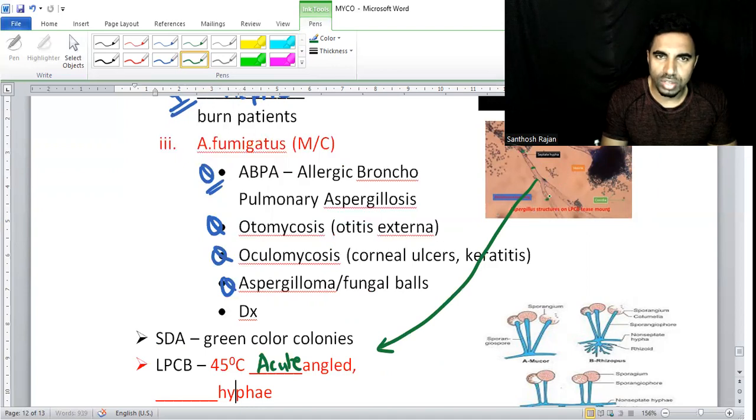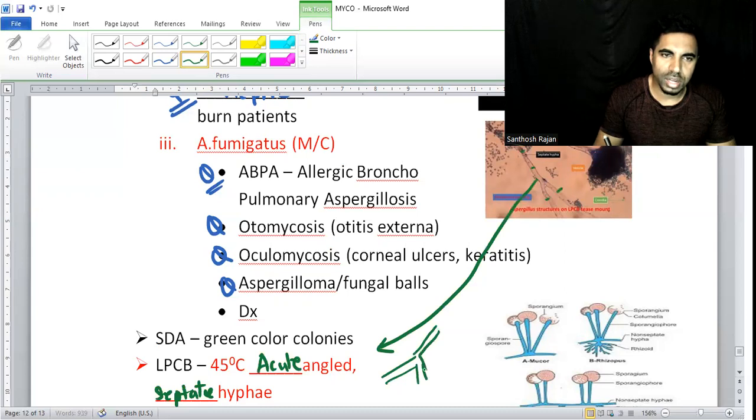Okay, in the picture it's not very clear, but there will be septate. So septate, acute angle and septate, 45 degree, acute angle, septate. It's like this, okay? Branching, of course, branching septae like this. There will be branching, but what happened in 45 degree? The angle is 45 degree and you can see always septae. Septa will be there. Everywhere there is a septa.